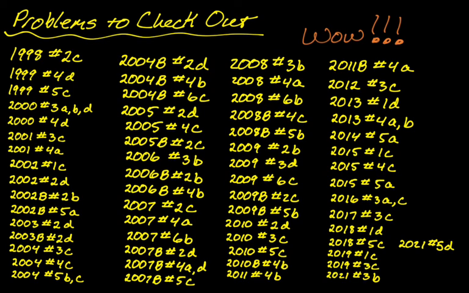You can see some years had more, like 2007B. There's 4 parts that are basically asking you for max, min, absolute max, absolute min. It's so common a thing. You just got to master it. But anyway, that's like a huge summary of it.